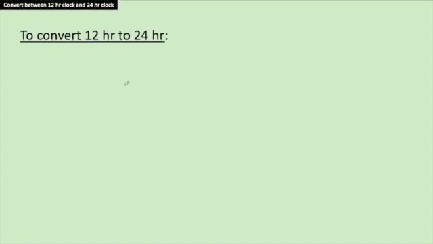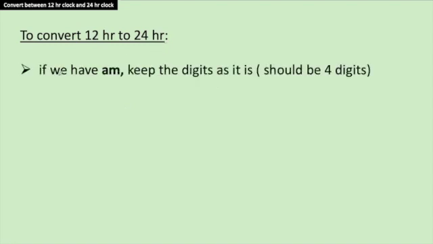Now let us see how to convert from 12-hour clock to 24-hour clock. There are 3 important points that you have to keep in your mind. Point number 1, if we have AM with the time given to you, it's so easy. Keep the digits as they are. Do not add or subtract anything. But remember, if you have only 3 digits, make it 4 digits by adding a 0 before the first digit.